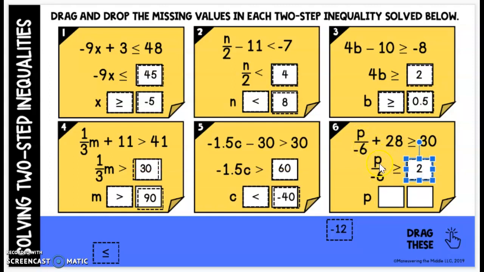At this point, I need to do the opposite of division, which is multiplication. So I multiply this side by negative 6. I multiply this side by negative 6. 2 times negative 6 gives me negative 12. Because my variable is being divided by a negative number, I have to flip this inequality sign. Greater than or equal to turns into less than or equal to for this to be correct.